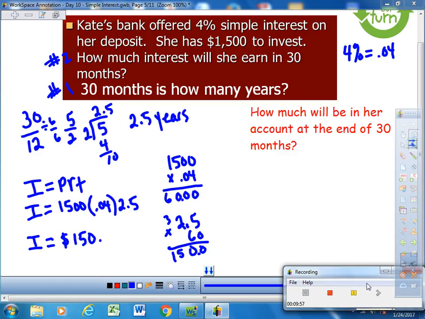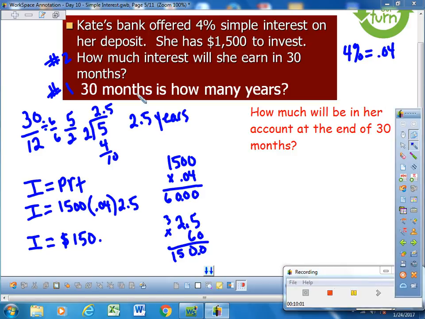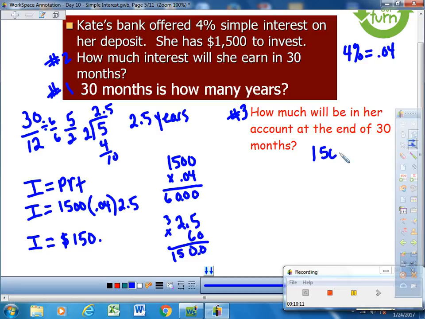Now the third question that you're going to answer is how much will be in her account at the end of 30 months. So you just take your principal, add your interest, and she will have $1,650 in her account.